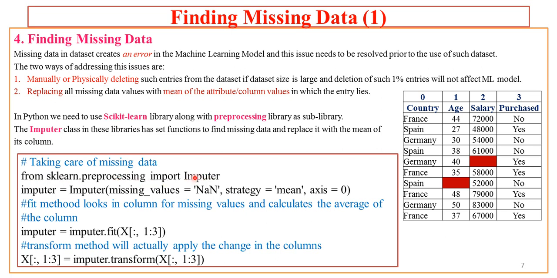Now we need to create one object under this Imputer class. The Imputer class is capable of finding the missing values and replacing those missing values using the average. Rather, I'll say how does this Imputer class do this thing? Using certain functions. So first of all, let us try to understand this imputer object.